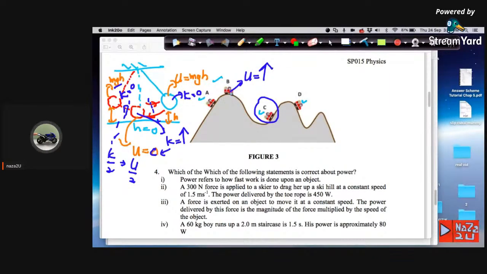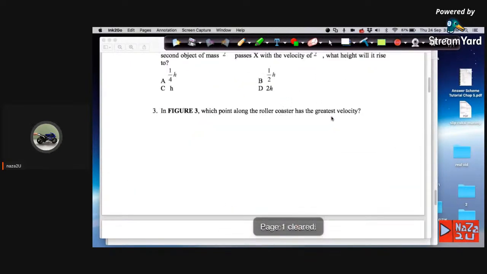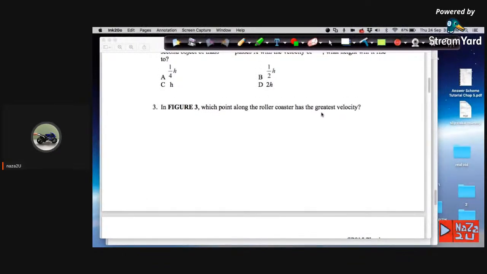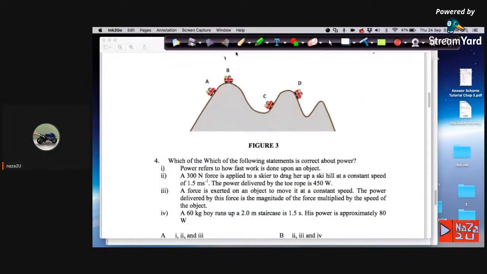Okay, dia naik, mungkin dia berhenti sekejap, baru dia turun balik. So pada masa ni, kinetik tu semakin berkurang. Daripada bawah dia laju, dia perlahan, dia turun, laju maksimum, dia naik balik. So pada masa ni pun sama juga. So, the maximum kinetic energy is at the point C. Question number 3, the greatest velocity, the answer is C.